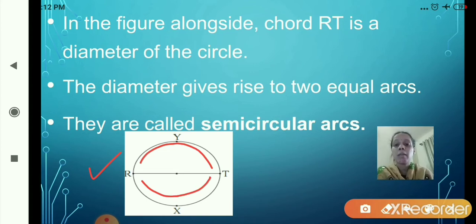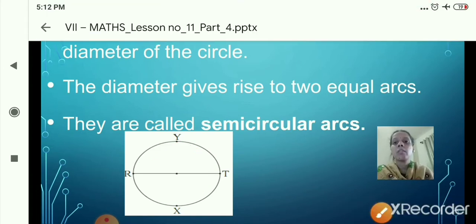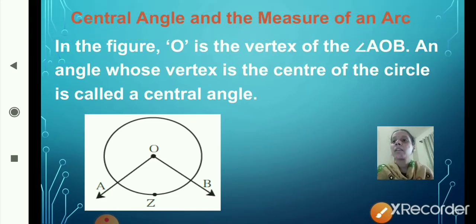Okay, because of the diameter, the circle is divided into two parts and we get two equal arcs. So they are called semicircular arcs. And when a chord divides the circle into two parts, then we get two arcs, that is the major arc and the minor arc. Previously we have seen that. Okay, now the next concept is central angle and the measure of an arc.